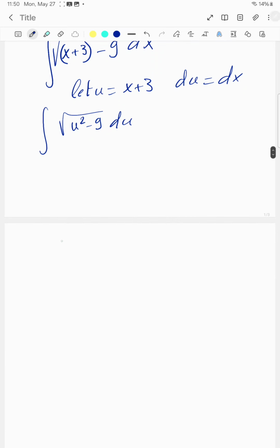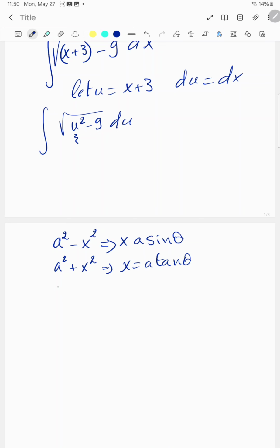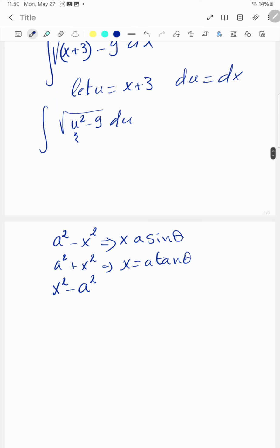In the other video, I explained that if I have a squared minus x squared, where x is my variable, in my case it is u, my variable, I would take x equal a sine of theta. And if I have a squared plus x squared, I will take x equal a tan of theta. And if I have x squared minus a squared, which is the case here, the variable squared minus a constant squared, I will take x equal a sec of theta.